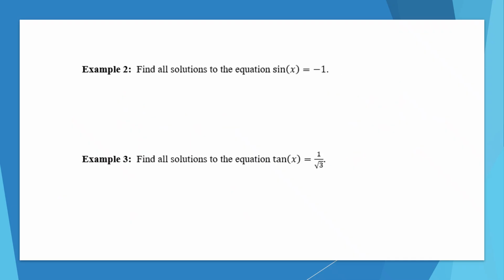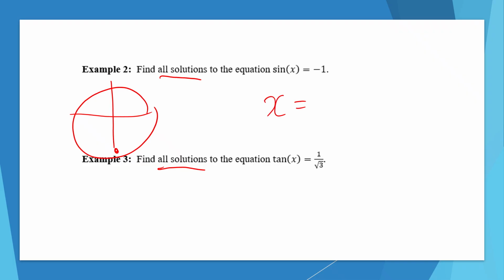All right, so let's try examples 2 and 3. Here we're also looking for all solutions. So find all solutions where sine of x equals negative 1. Here I know sine is equal to negative 1 at exactly 3 pi over 2. There's only one solution on the unit circle from 0 to 2 pi. So we're only going to have one equation, 3 pi over 2 plus 2 pi k.